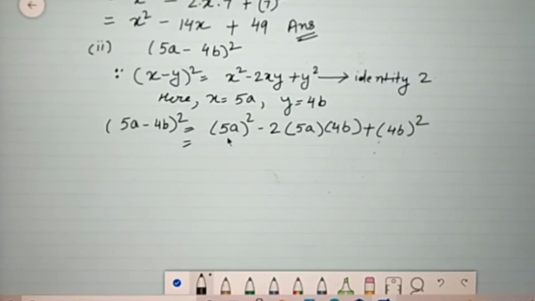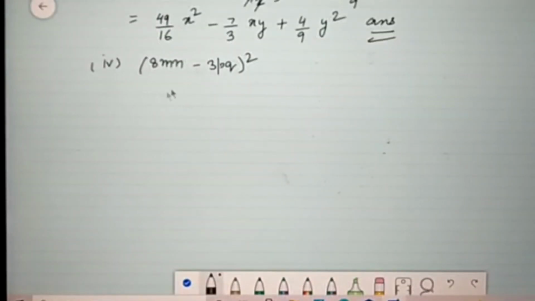Now 5 square is 25a square, minus: 5 4s are 20, 2 20s are 40, a into b is ab, plus 4 square is 16b square. So this is the answer.